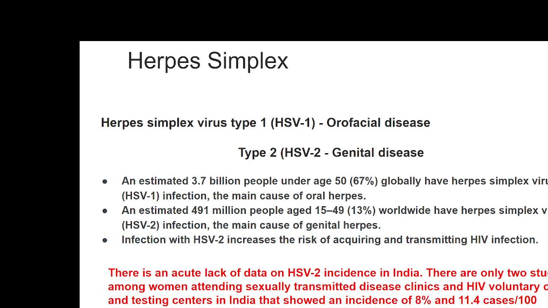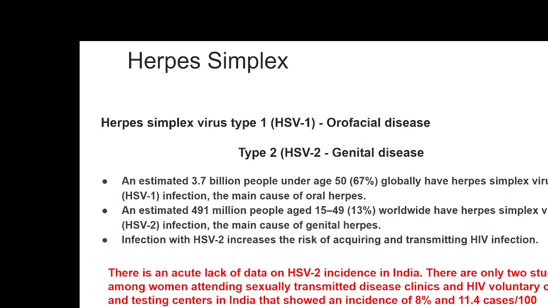Infection with HSV-2, that is genital herpes, increases the risk of acquiring or transmitting HIV infection. So it's also significant from that point of view. The patient may develop AIDS in due course of time. The chances of HIV infection are very high in patients who have HSV-2 infection or genital herpes.